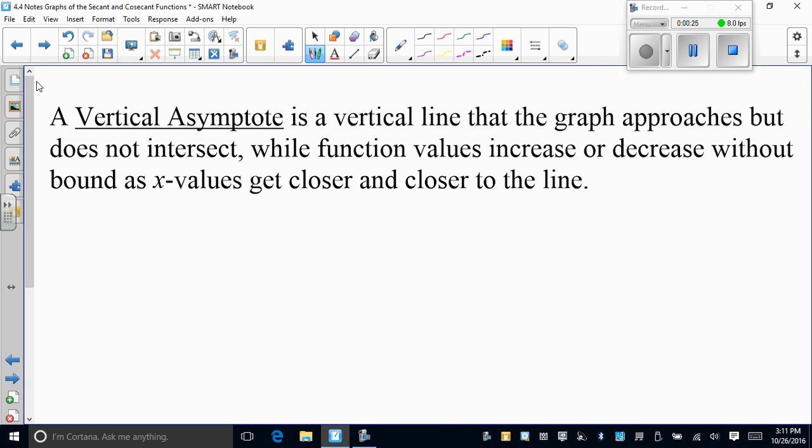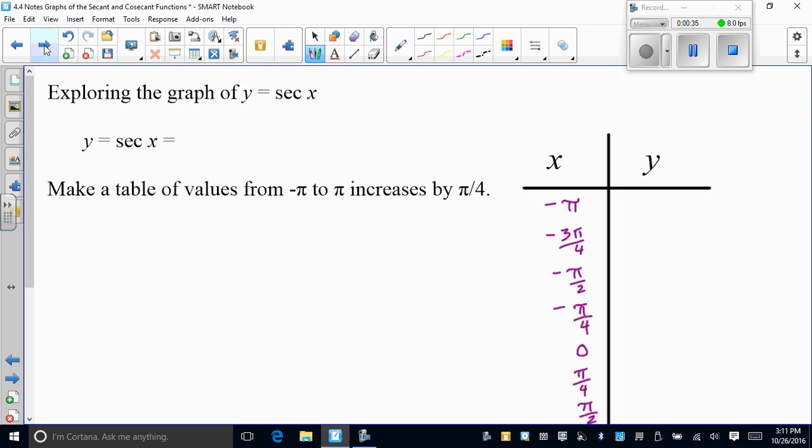So one of the things we have to do that's a little bit different from sine and cosine is finding the secant, finding those asymptotes. So exploring this, we're going to look at the graph of y equals secant of x. Remember, secant of x is 1 over cosine. So we have to look for our cosine values and then flip them over.